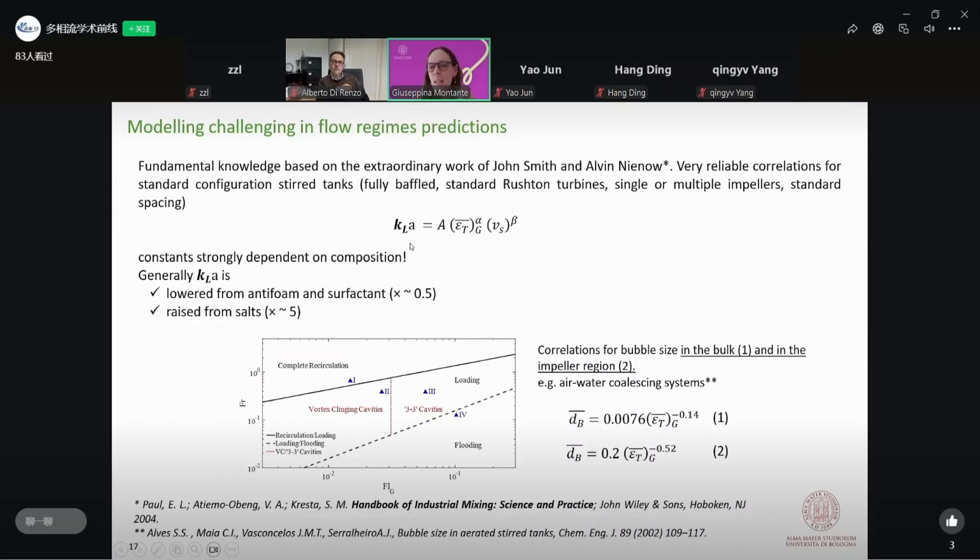We know that there is a huge uncertainty in the calculation of this KLA because this constant actually depends on the composition of the liquid phase. If we have antifoam or surfactant, KLA is lowered. If we have a salt, this KLA rises, because actually these agents, these chemicals, change the composition and change the tendency of bubbles to coalesce and break up.